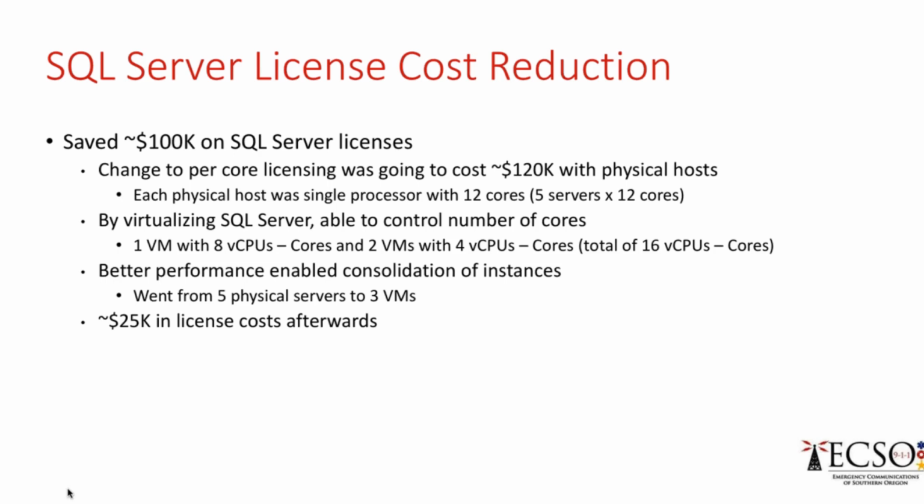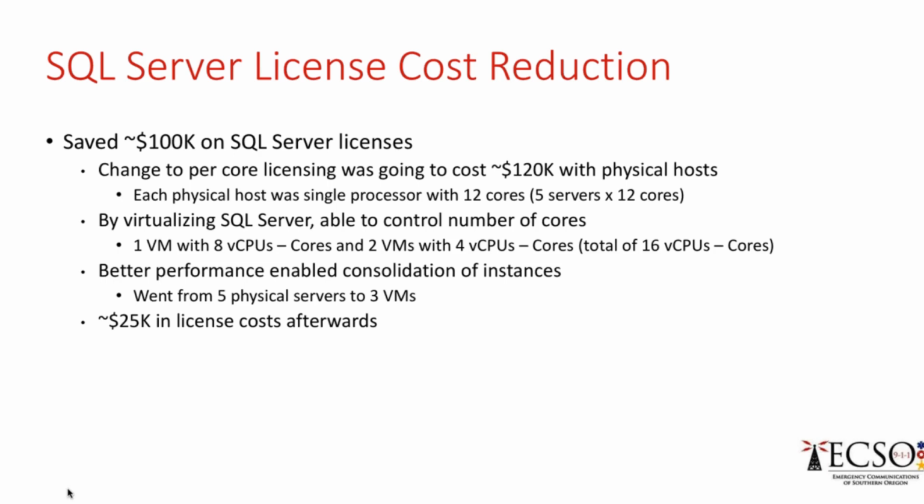By virtualizing SQL Server, which they were able to do with the DataCore Hyperconverged SAN and the performance that came with it, they're able to better control the number of cores. So now they have 1 virtual machine with 8 virtual CPUs, right? That's the equivalent of cores, and 2 VMs with 4 virtual CPU cores. So now it's a total of 16 virtual CPUs or cores.